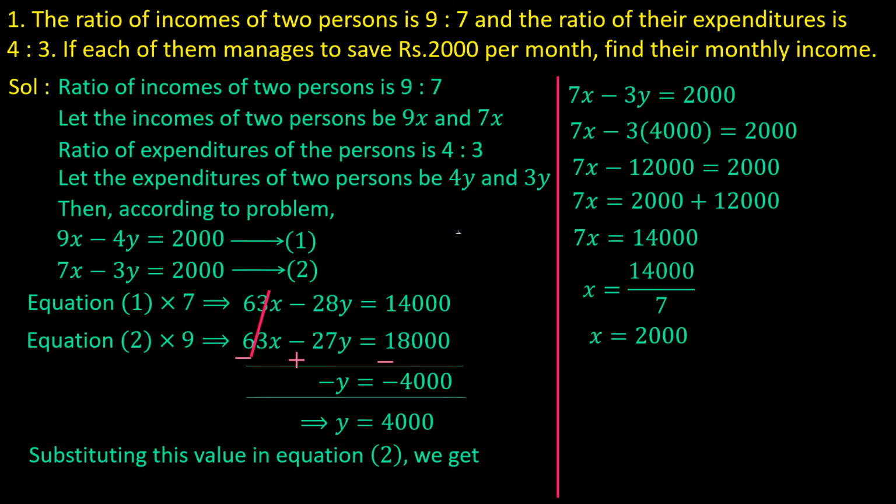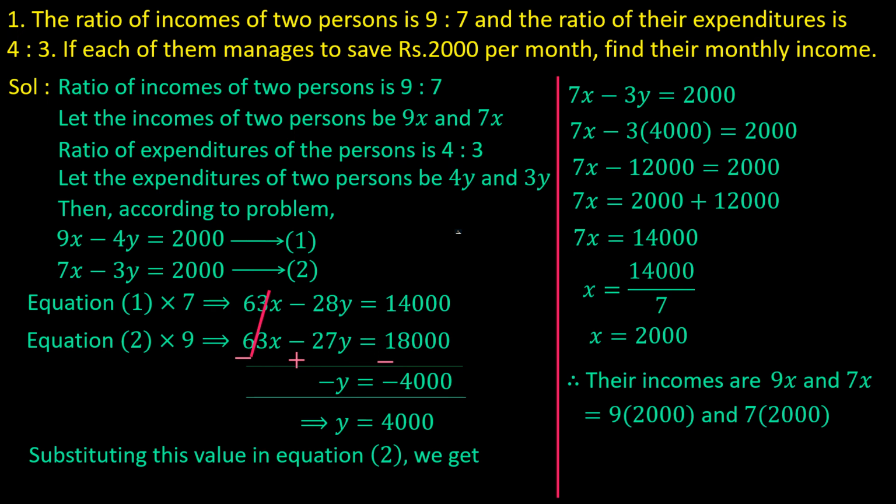Okay, so now the value of x is equal to 2,000 and the value of y is equal to 4,000. Now their incomes are 9x and 7x. That is 9 into 2000 and 7 into 2000, which are equal to 18,000 and 14,000. So in this way we can find the values of x and y in the elimination method. And in forthcoming problems we solve the problems in either the substitution method or the elimination method. Okay, now let's go for the second problem.